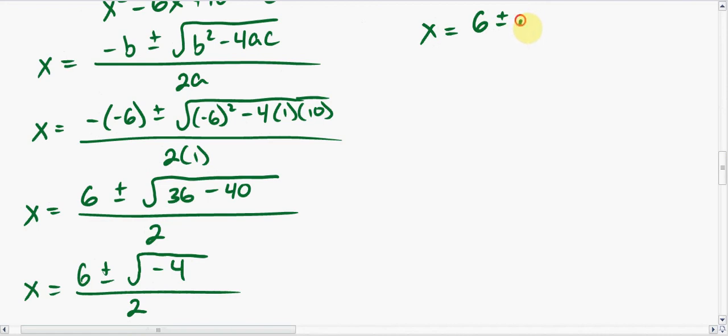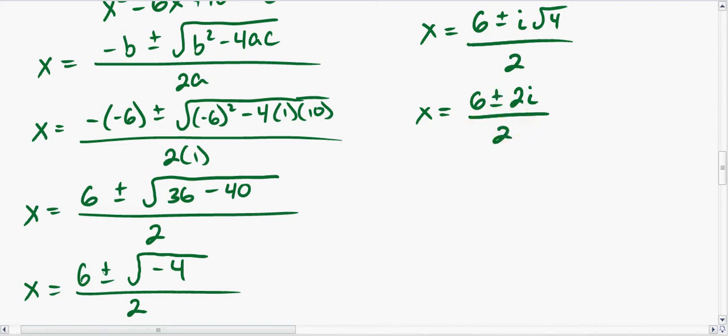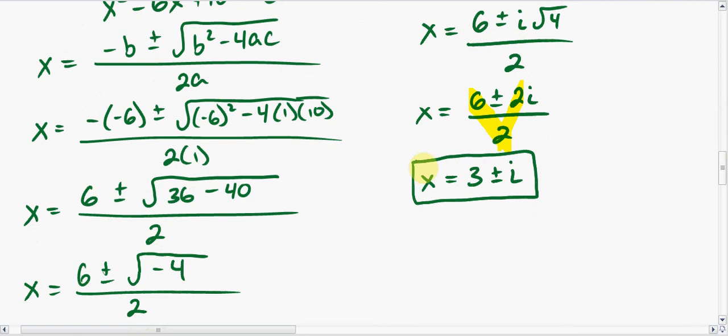So that negative simply turns into an i times the square root of 4 over 2. x equals 6 plus or minus the square root of 4 is 2, so we have 2i over 2. And here we want to make sure we are simplifying. We want to make sure we can simplify, and we're going to look at 2 going into 6 and 2 going into 2. So 6 divided by 2 is going to give us 3, plus or minus 2 divided by 2 is going to give us 1, or simply i. 1 times i is i. So our two imaginary solutions are x equals 3 plus or minus i.